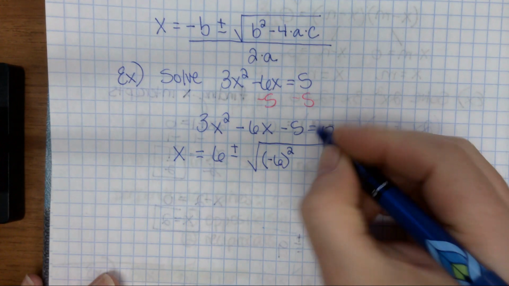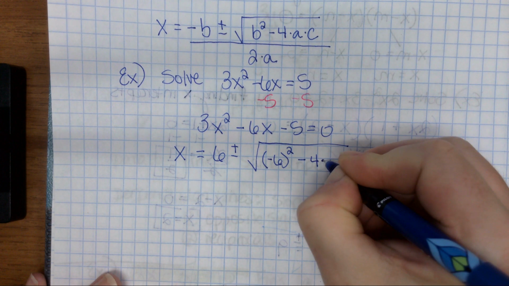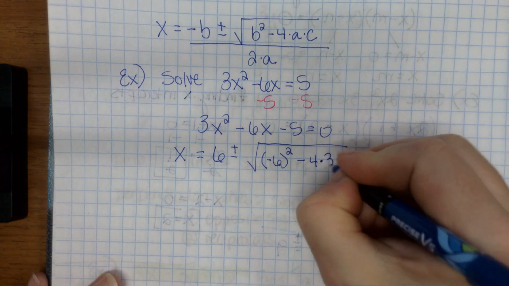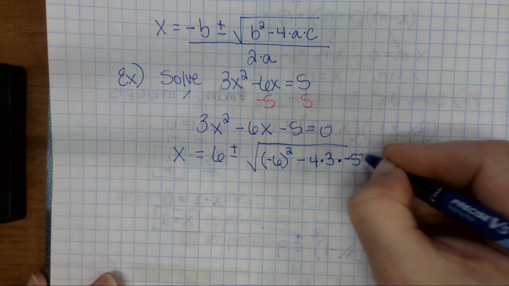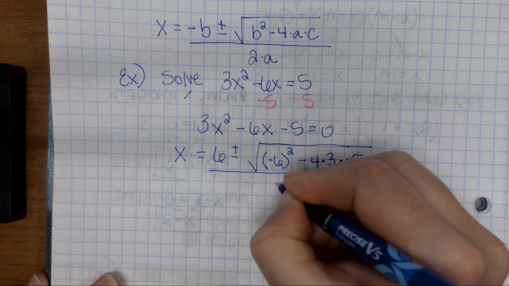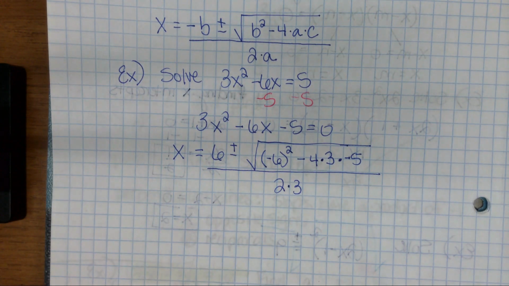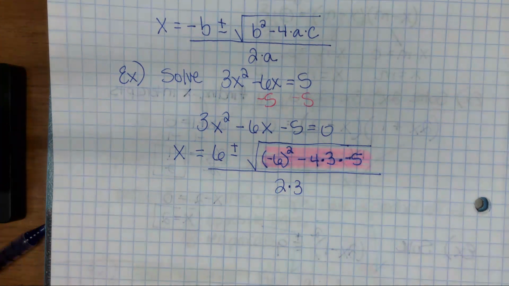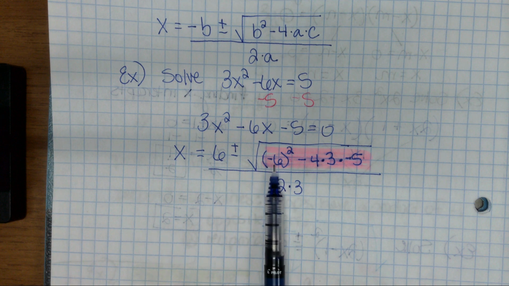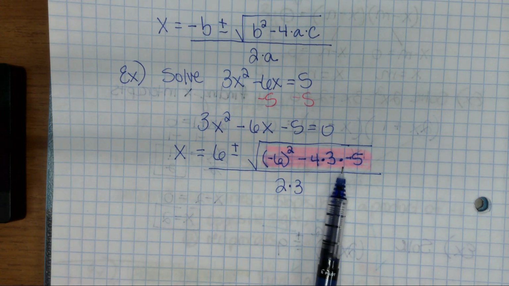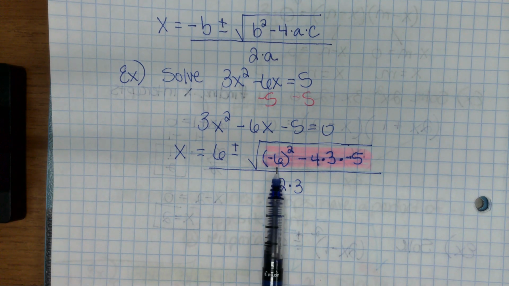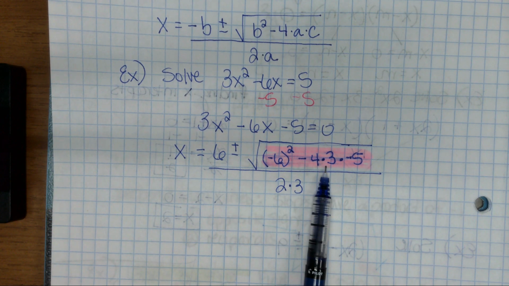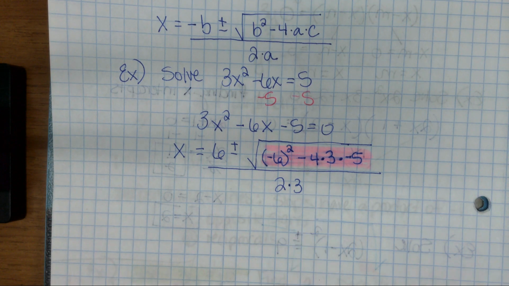Minus 4 times a, which is 3, times c, which is negative 5, all over 2 times a. Okay, so I always do this part first. I figure out what's inside that square root. All right, so I know this is 36. This is minus a negative, and minus a negative means it's going to be positive. So let's see, this is 36 plus 60, which is 96.